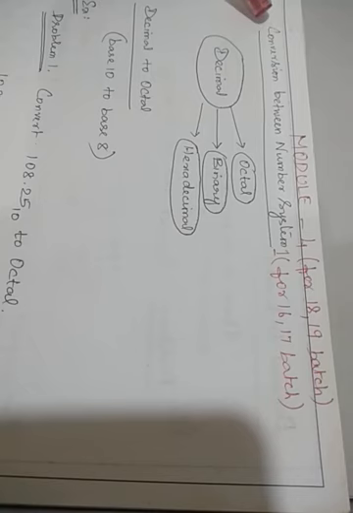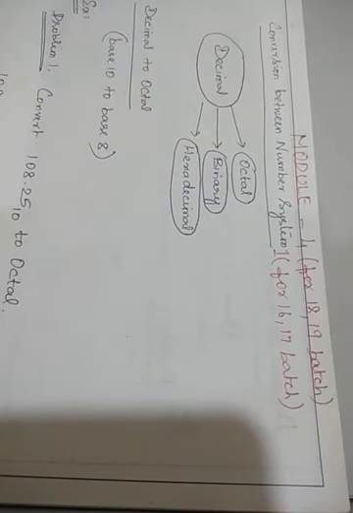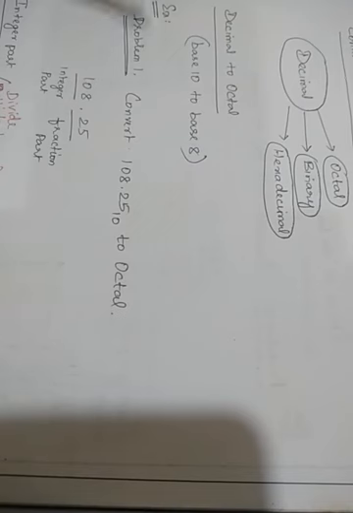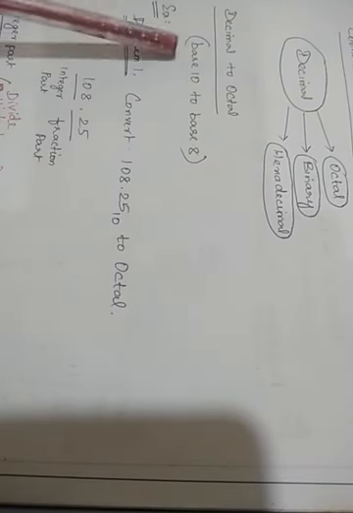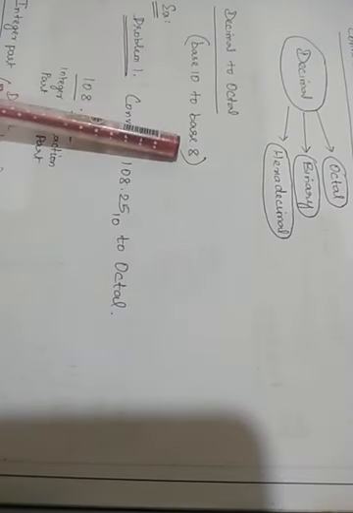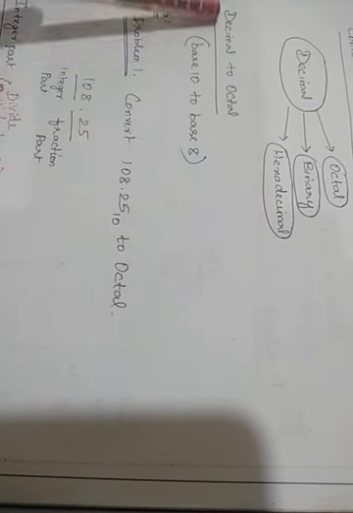We'll start with the conversion between number systems. We have four number systems in total. We already know decimal, octal, binary and hexadecimal. First we are going to see the conversion from decimal to all the other three. The first one is decimal to octal, that is base 10 to base 8. Base 10 means decimal, base 8 means octal.